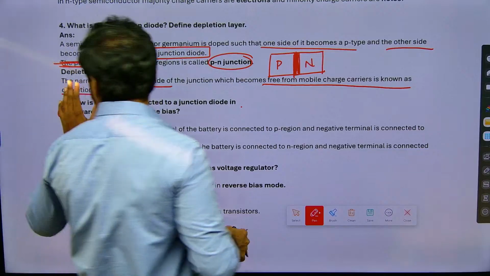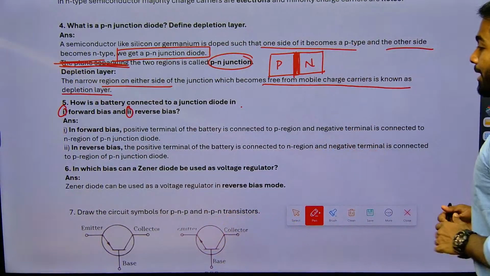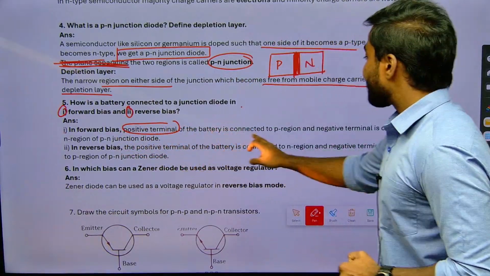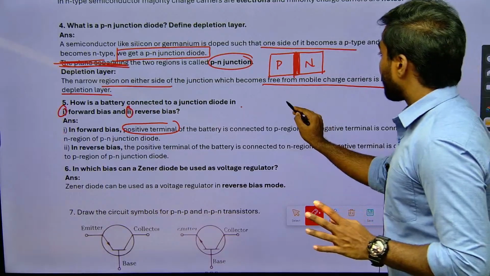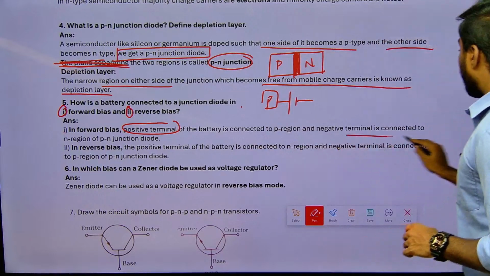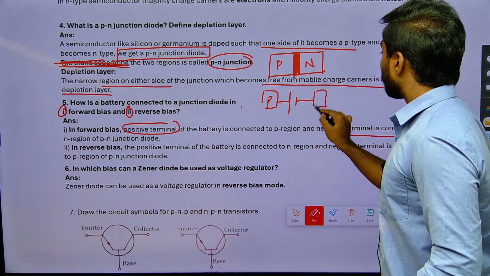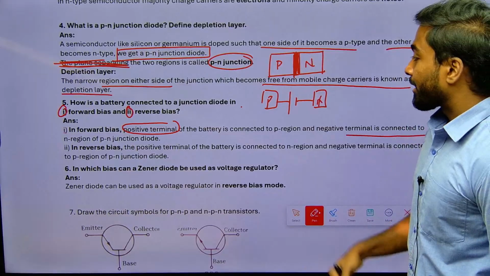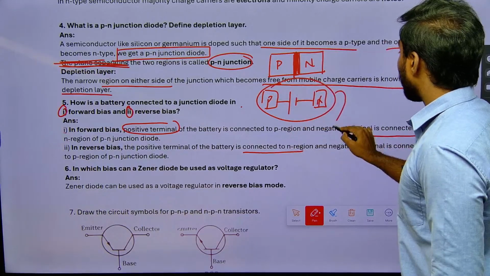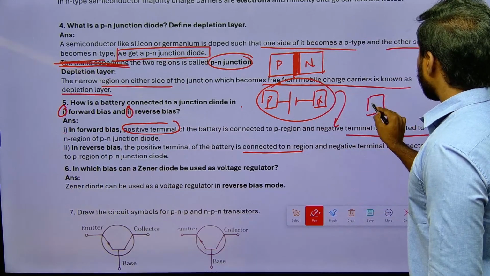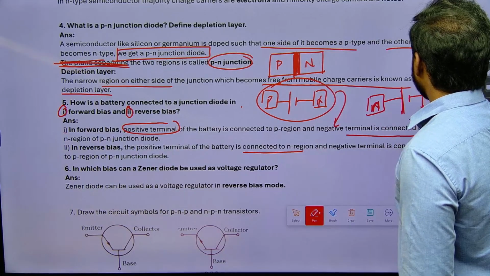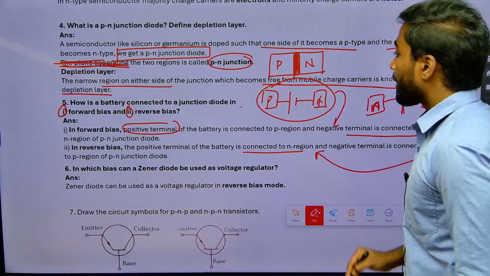When we talk about forward bias, the positive terminal of a battery is connected to the P region, and the negative terminal is connected to the N region. And in reverse bias, the positive terminal is connected to the N region. This is for the forward. When we talk about reverse, this is N, that is P, and this is positive and negative. So this is for the reverse bias.